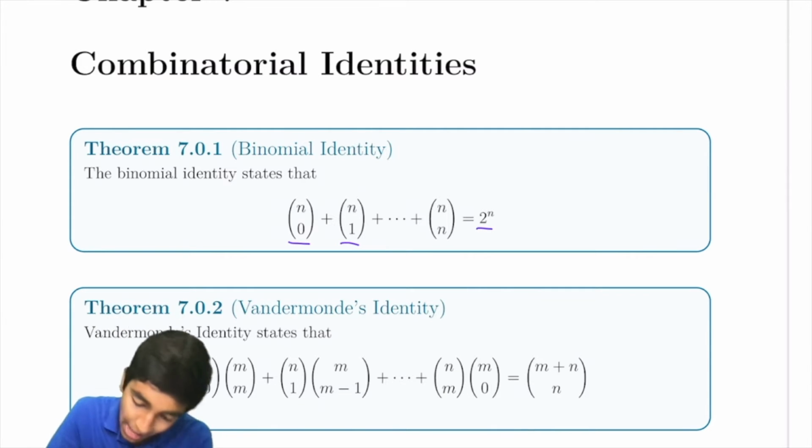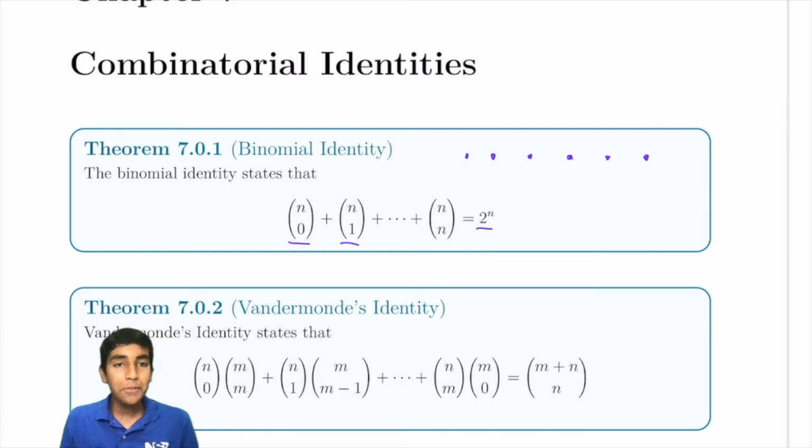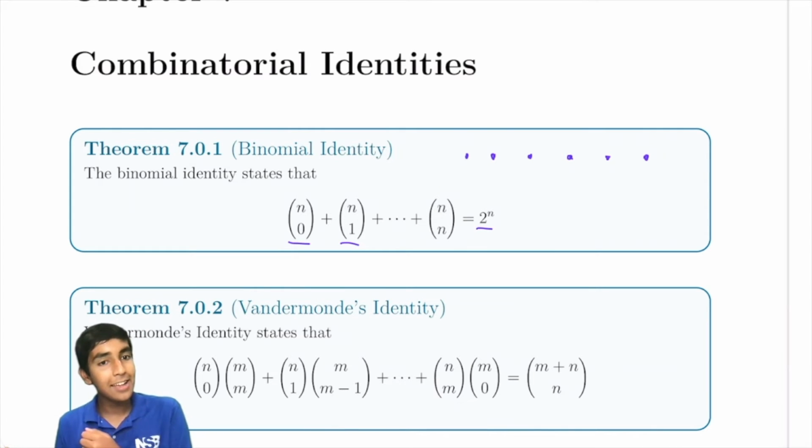Well, you can think about n objects. So if we have n objects, the number of ways of selecting 0 objects is n choose 0. The number of ways of choosing 1 object is n choose 1. The number of ways of choosing 2 objects is n choose 2. And so on, all the way until the number of ways of choosing n objects is n choose n.